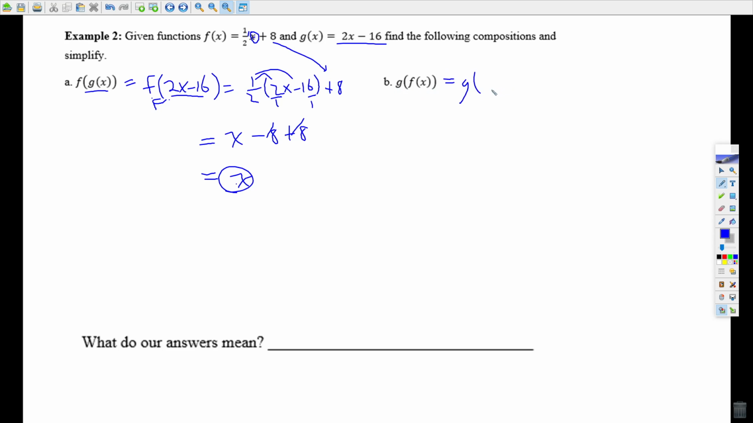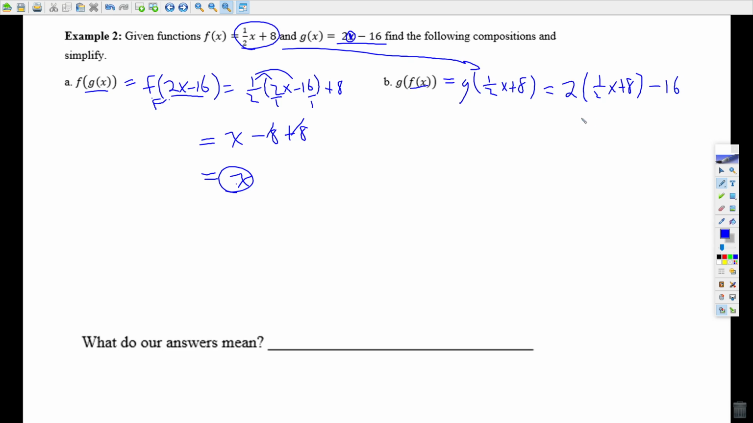We would do g of, what's f of x? That is over here. F of x is this whole thing, so that goes into the g of x function here. So we have 1/2 x plus 8. And then we go and find the g function and plug in this whole thing where we see x. So it's going to be right there. You take this out, and we put in 1/2 x plus 8 there. Okay, so we're going to have 2 times 1/2 x plus 8, and then minus 16.